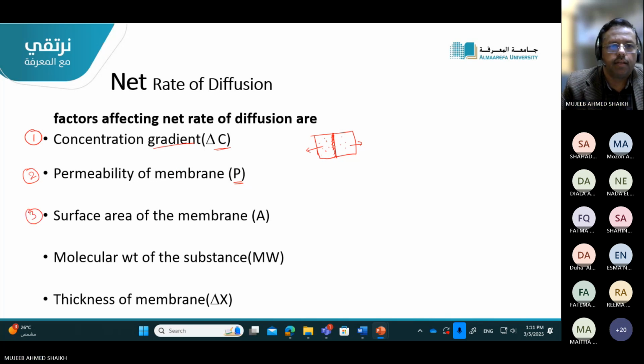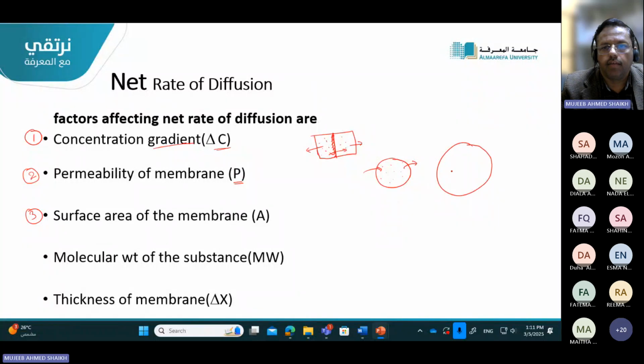Third thing, the surface area of the membrane, how big the membrane is. Suppose I cut it like this. This is the surface area of this membrane. It has got some pores or holes, which is allowing the particles to move in and out of these two compartments. Okay. So if the area is bigger, definitely the diffusion rate will be high. If the area is smaller, diffusion rate will be less. So based on the surface area of the membrane, again, the rate of diffusion will be different.